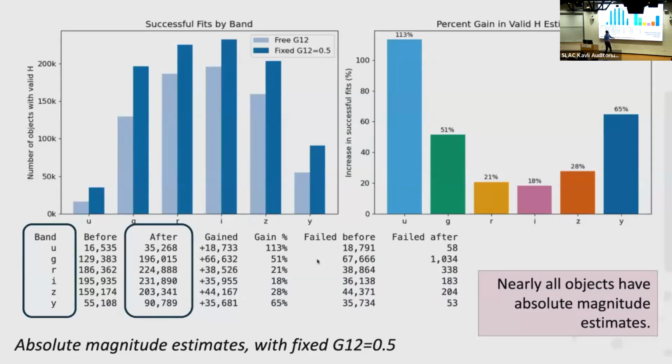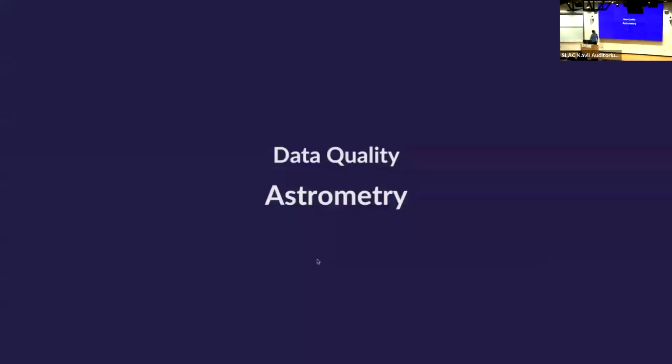You can think of it as telling you how much specular reflection there is in the asteroid. We had to fix this to a fiducial value of 0.5 to get these fits out. That's why when you look at these tables, before we fixed it, we were losing many fits due to the fitter trying its best to do the impossible. After we fixed it, nearly all objects have absolute magnitude estimates, and they are pretty good, as you're going to see in a second. Let me talk for a second about data quality.